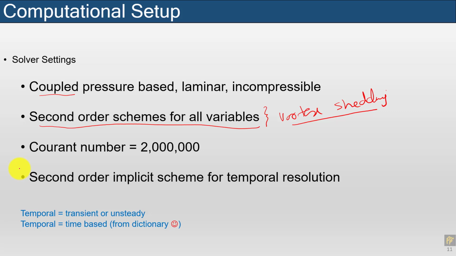Okay. And for the Courant number, we are going to set the maximum, but right now in the new Fluent this value is no longer relevant. Okay. I will show this also. And we will use a second order implicit scheme for temporal resolution. Temporal means the time step. Okay.